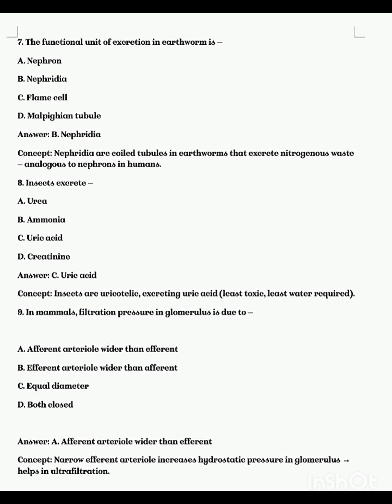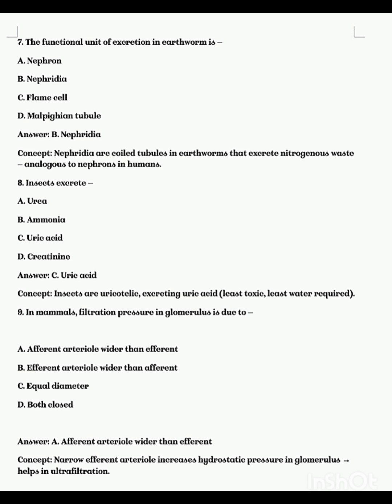7. The functional unit of excretion in earthworm is A. Nephron, B. Nephridia, C. Flame cell, D. Malpighian tubule. Answer B. Nephridia. Concept: nephridia are coiled tubules in earthworms that excrete nitrogenous waste, analogous to nephrons in humans.